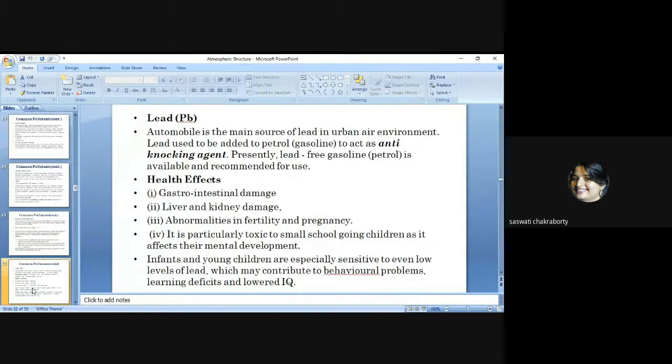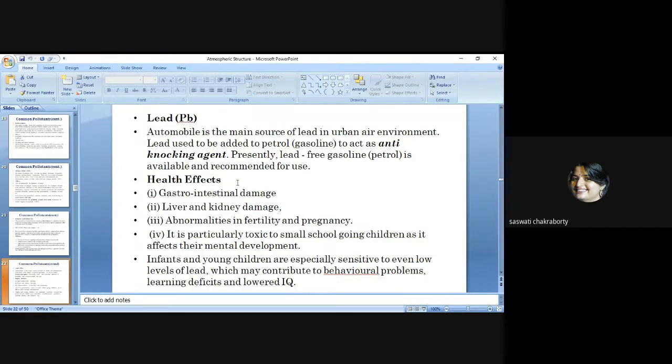Now lead is another source that causes air pollution, and it is actually obtained from petrol. It is added to petrol for its effect as an anti-knocking agent. But recently, lead-free gasoline is being used, though previously lead was a major component of petrol.